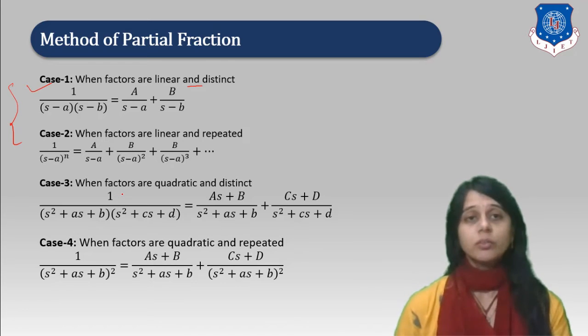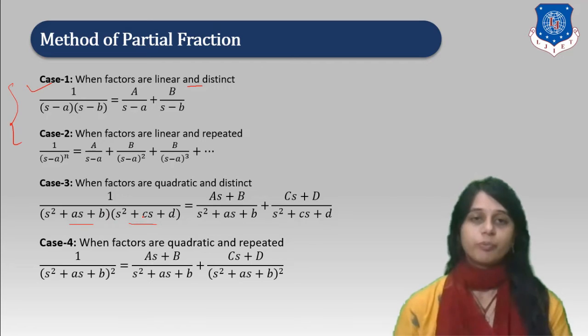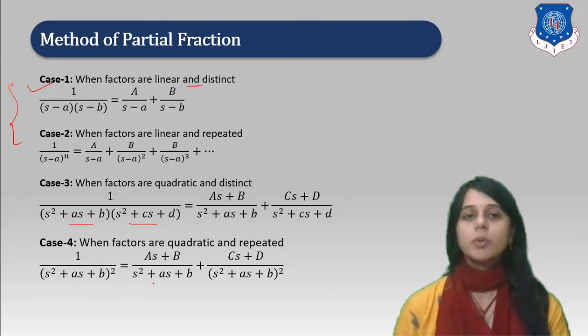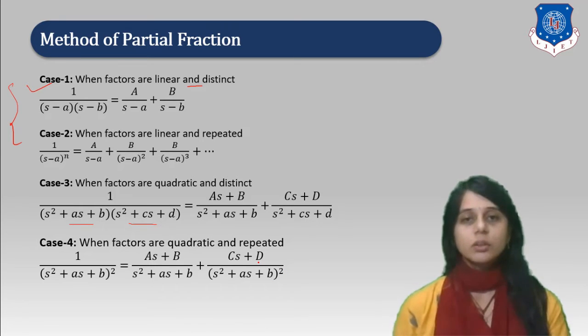Case 3, when factors are quadratic and distinct. That means 1 upon (s square plus as plus b)(s square plus cs plus d). Both are quadratic roots or complex roots. Then we assume (as plus b) upon (s square plus as plus b) plus (cs plus d) upon (s square plus cs plus d), individual factors. Now, if quadratic factors are repeated, then we use 1 upon (s square plus as plus b) whole square equal to (as plus b) upon (s square plus as plus b) plus (cs plus d) upon (s square plus as plus b) whole square. We again create a polynomial form in the denominator.